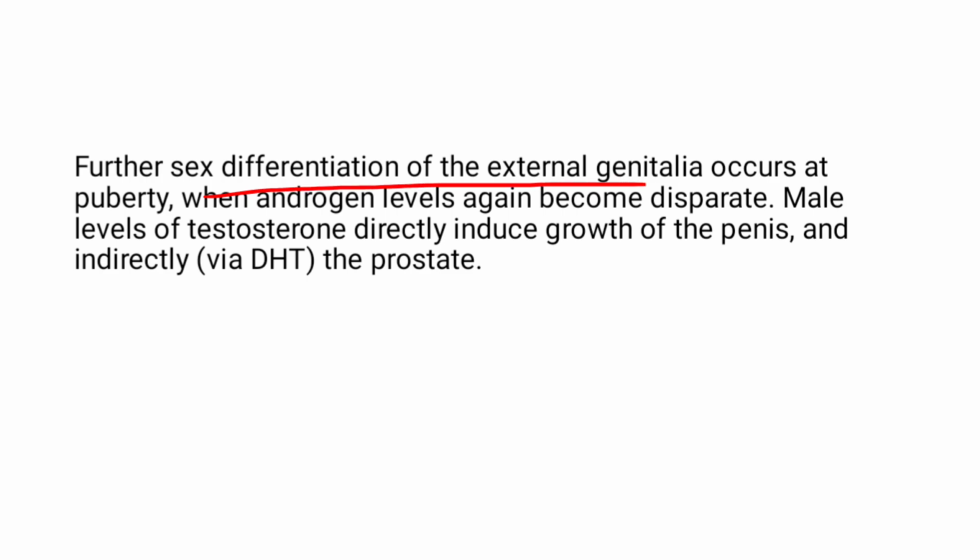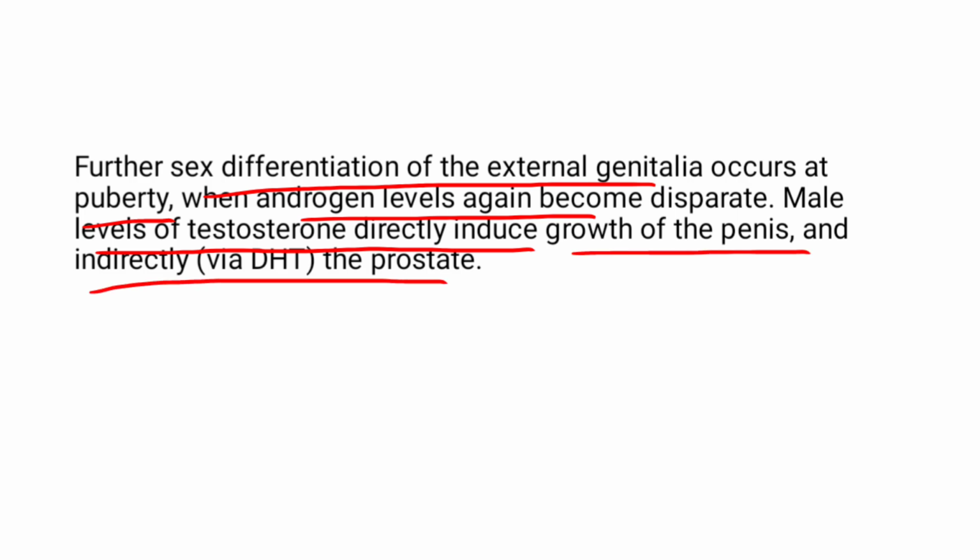Further sex differentiation of the external genitalia occurs at puberty when androgen levels again become disparate. Male levels of testosterone directly induce growth of the penis and indirectly the prostate.